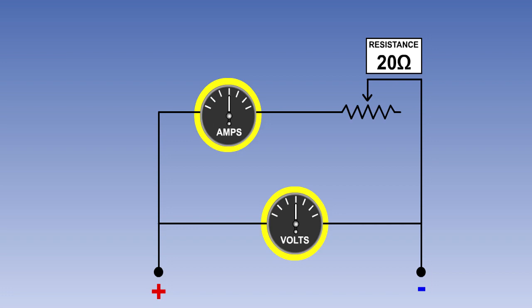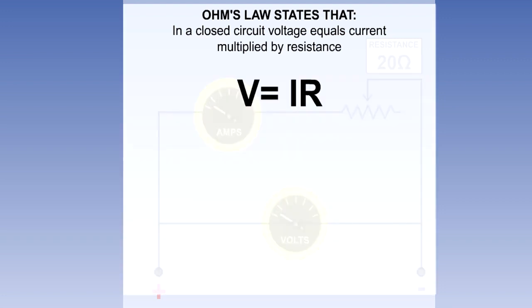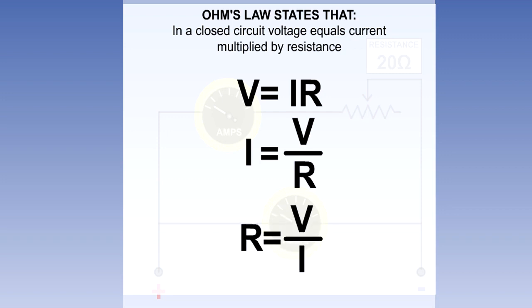If the resistance remains the same, any increase in voltage will cause an increase in current, and a decrease in voltage will cause a decrease in current. So current is directly proportional to voltage. This is expressed as Ohm's law, which states that in a closed circuit, voltage equals current multiplied by resistance, or V equals IR. And by transposition, I equals V over R, or R equals V over I.